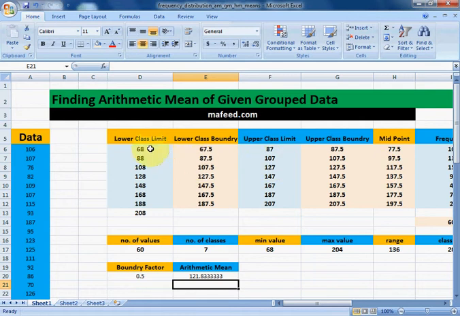Note that the values with aqua background show our given group data, the values with light orange background show what we had found to find our arithmetic mean, and the rest of the values show what if we are given ungrouped data and what we need to find our group data from the given ungrouped data.